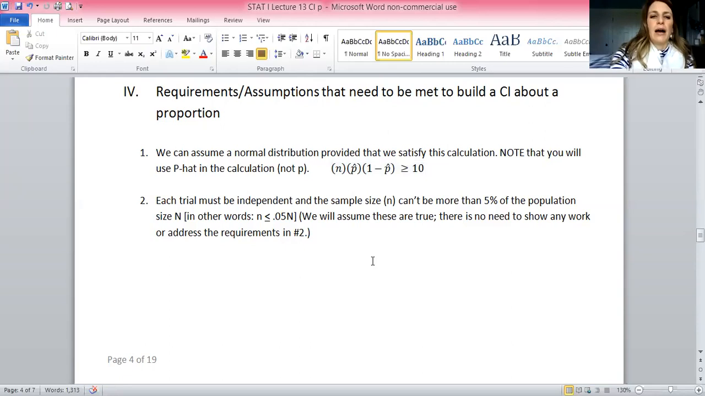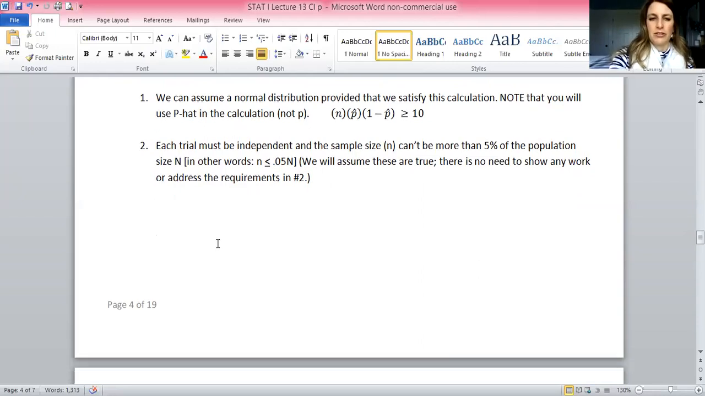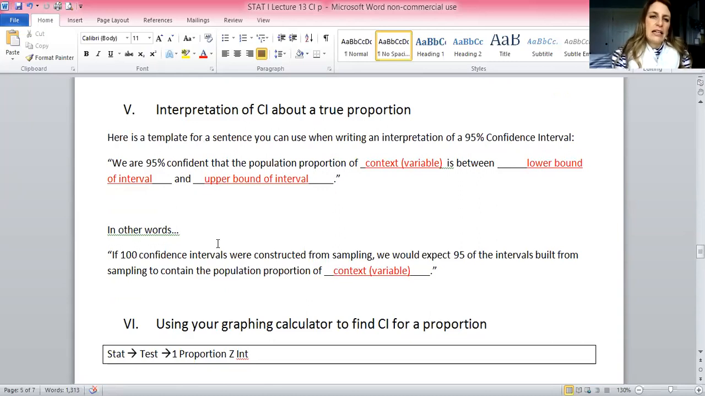The second one is that the trials must be independent and the sample size can't be more than 5% of the population. We don't need to check this. It's just something we assume. Sometimes I like to mention these because they do pop up on the homework once in a while. So number 1, we need to check for normality, but number 2, we don't need to check. We're just going to automatically assume that is true. Okay. Here's my interpretation for my CIs. We are 95% confident that the population proportion of, and now I'm going to talk about my variable or my context here, is between my lower bound and my upper bound.